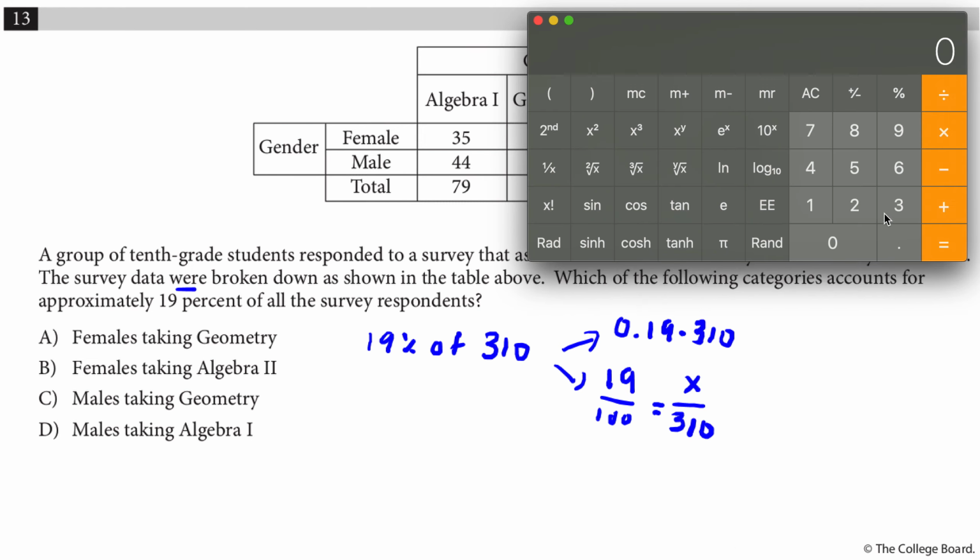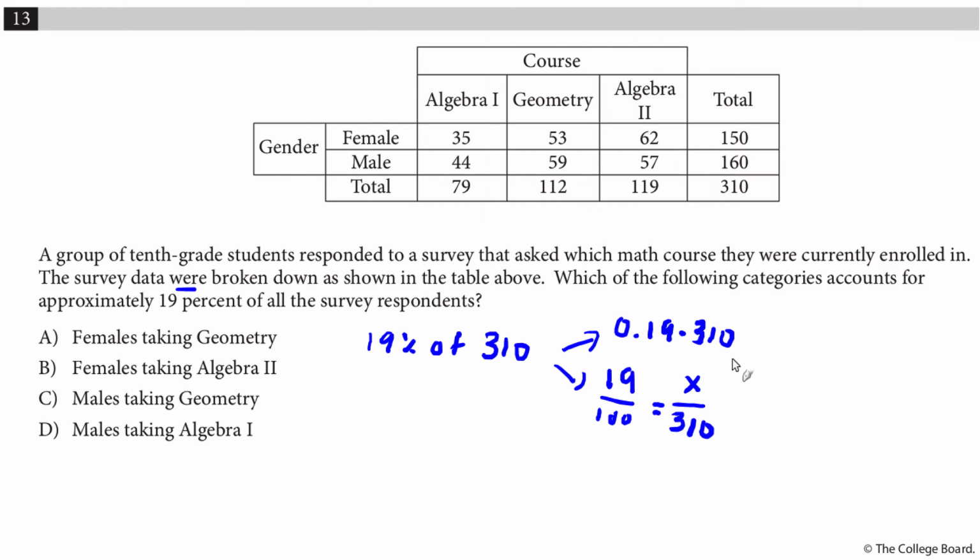So clear this off. 0.19 multiplied by 310 gives me about 59, and both will give me the same, so I'll write 58.9. This is the best way to do it, calculating directly what we want, and then looking at the chart and saying, do I see something close to 58.9? And there I have it. I'm going to look for something that's talking about the number of males in geometry. So let's see, males taking geometry, there we go.